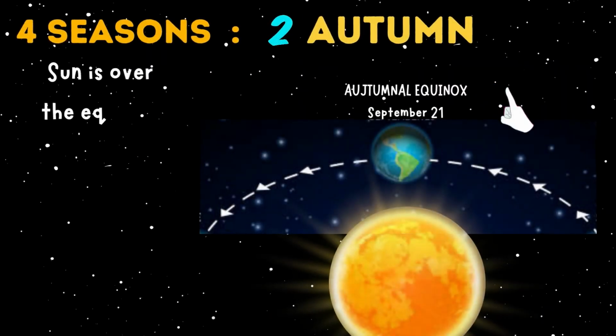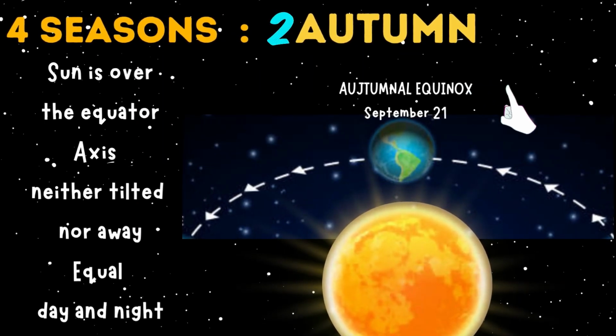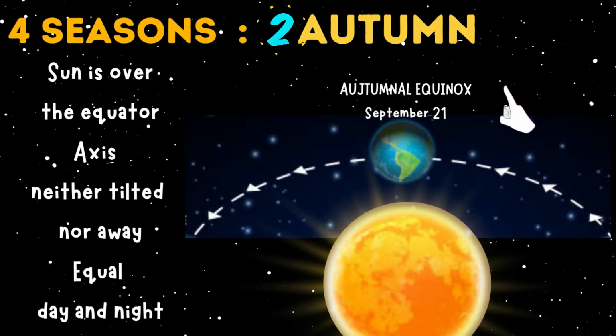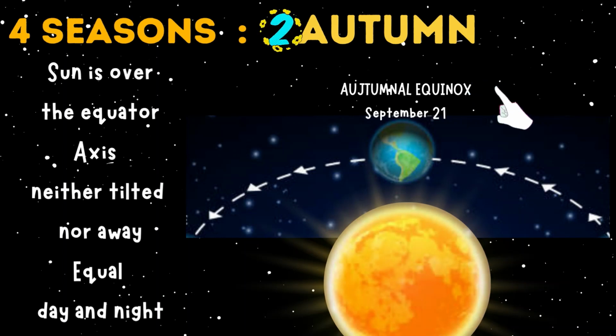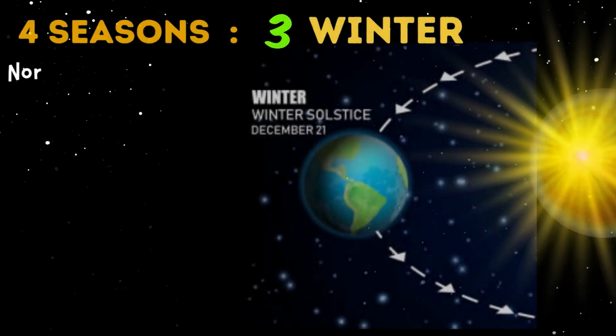The second one is autumn. It starts in the northern hemisphere on September 21. And during this time, the sun is over the equator and the axis of Earth is neither tilted toward nor away from the sun. Also, on September 21, the length of the day and night are again of equal length. They have the same length, and it's called autumnal equinox.